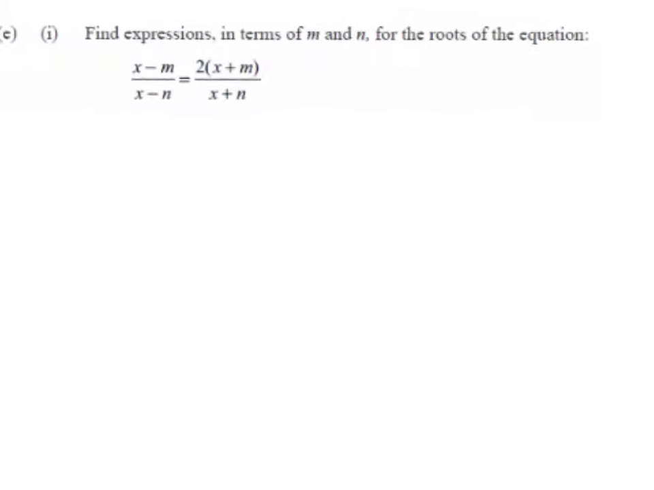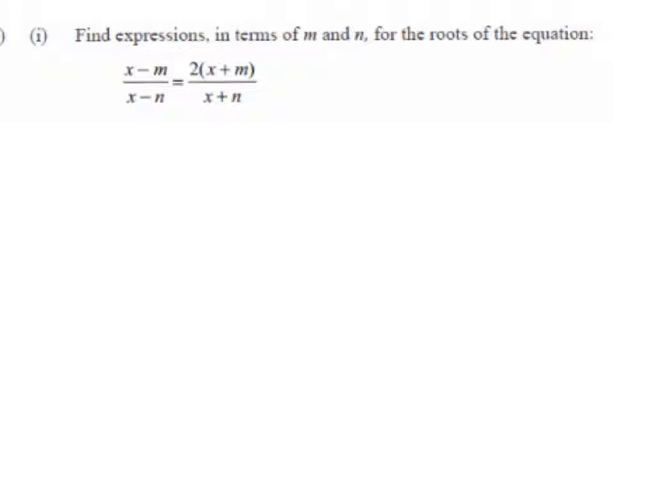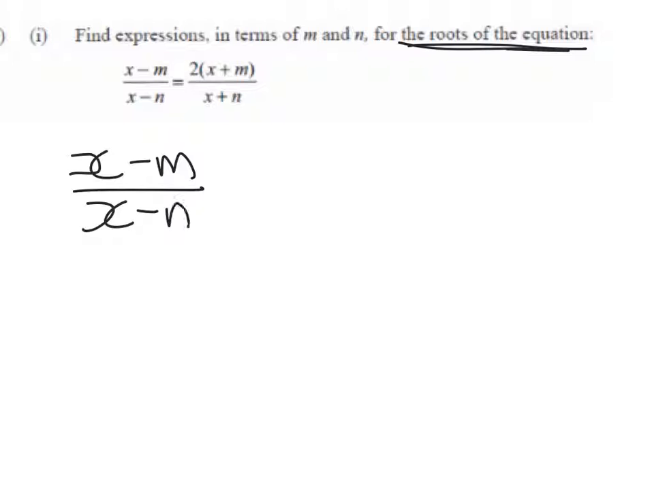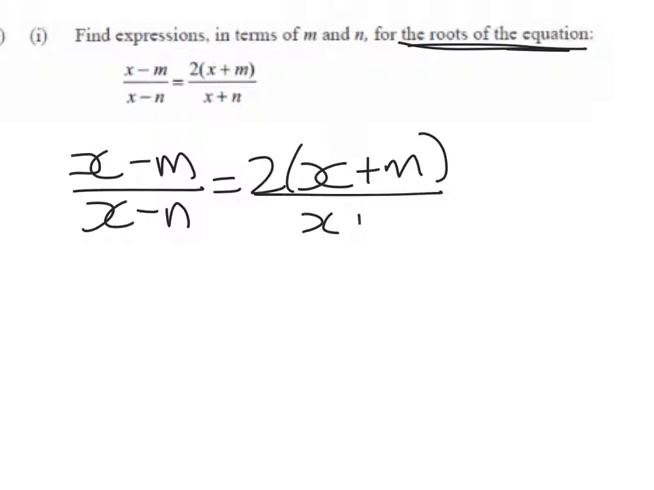Okay, so that's a little bit small to read. What we're asked to do here is to figure out expressions for the roots of this equation. And the expressions are going to be in terms of m and n. So like nearly all of the excellence questions we've seen, we know that this is going to turn out to be a quadratic. So it's what I call a disguised quadratic question.